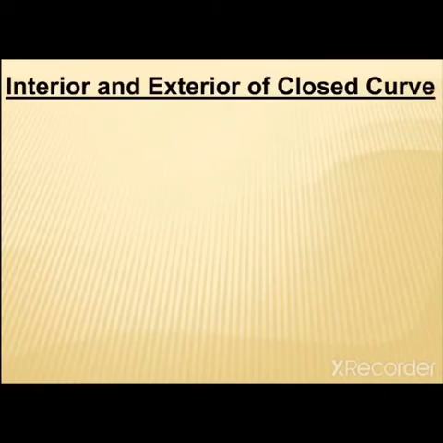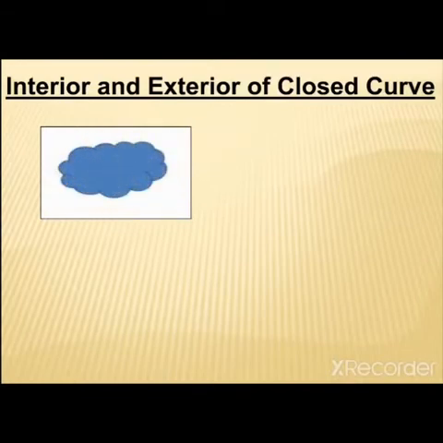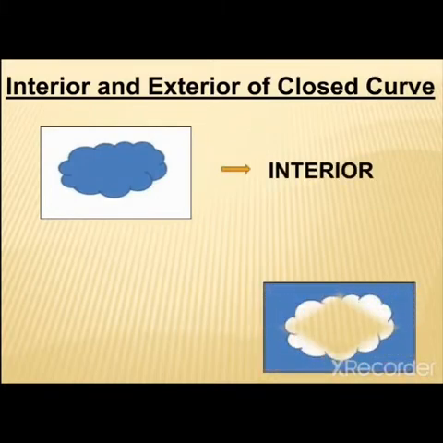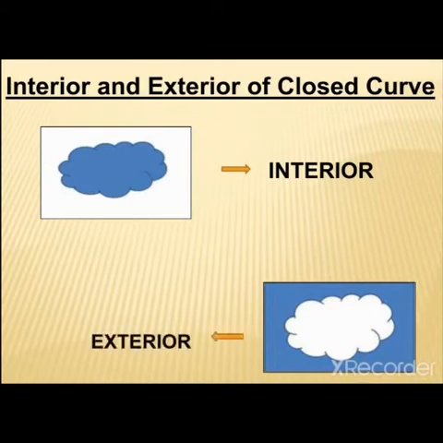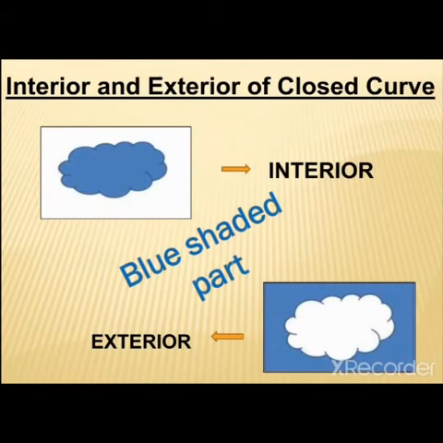Next is interior and exterior of a closed curve. Now see the first figure. In this figure, the internal part is shaded. So we call it interior. See the next figure. The outer part is shaded. So we call it exterior. Now see the blue shaded part. See carefully the blue shaded part. In the first figure, the blue shaded part is internal. So we call it interior. And in the second figure, the blue shaded part is outside of the figure. It means we call it exterior.